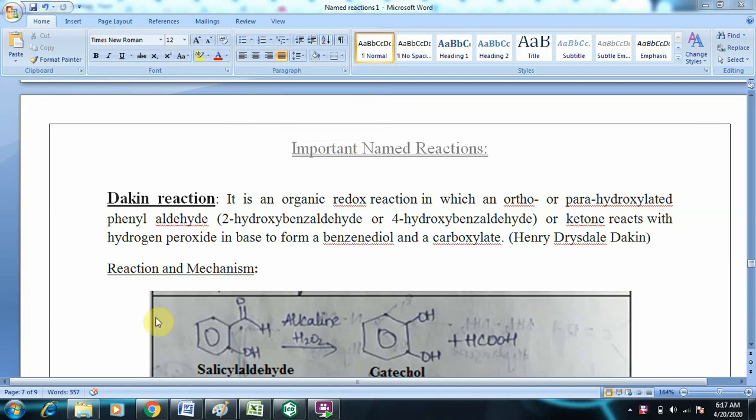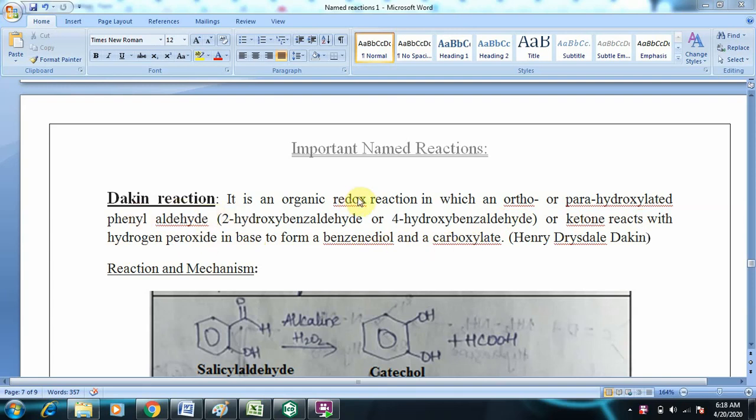Hi everyone, today we will be discussing the Dakin reaction. It is an organic redox reaction in which an ortho or parahydroxylated phenylaldehyde, like 2-hydroxybenzaldehyde or 4-hydroxybenzaldehyde, or ketone reacts with hydrogen peroxide in base to form a benzene diol and carboxylate. So what is this Dakin reaction?